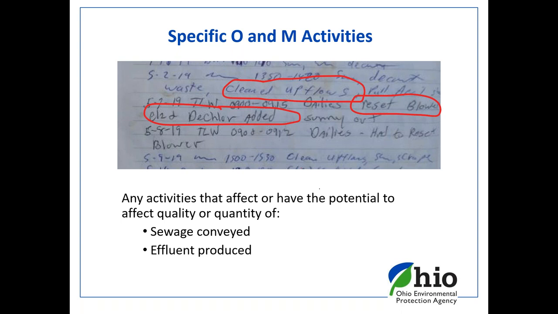For specific operation and maintenance activities, it's any activity that affects or has the potential to affect the quality or quantity of the sewage conveyed, the effluent produced, the drinking water produced. So those are things that should be written down in the book. Here you can see they cleaned the upflow filters, reset a blower, and added chlorine and dechlorination tablets. Those are things that could affect the effluent produced, so they should be written down in the book.